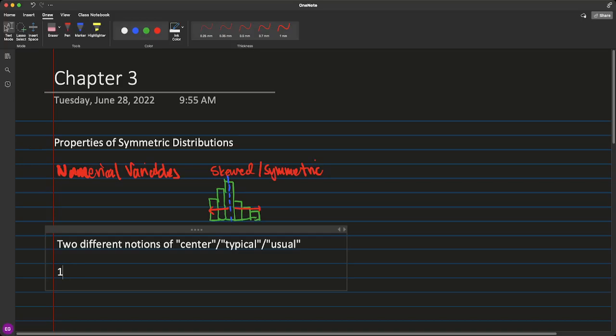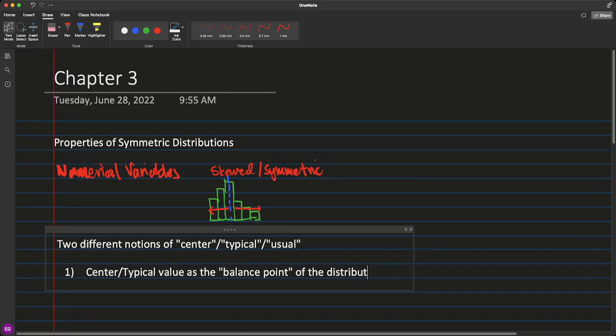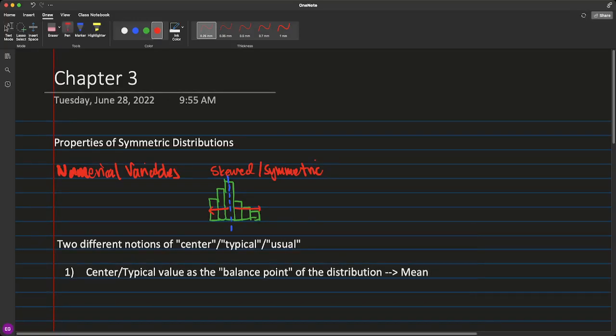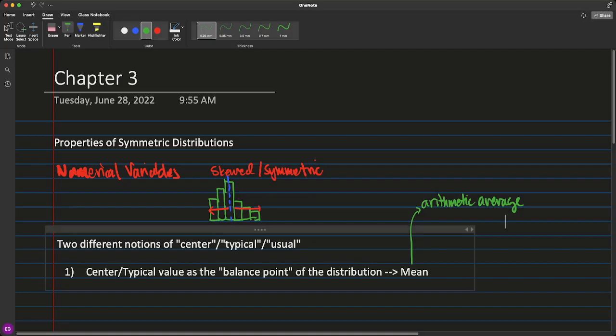Okay. So the first meaning of center that we are going to discuss is the center or typical value as the balance point of the distribution. When you think of the center or typical value as the balance point of the distribution, we call this the mean. You probably have seen this before. The mean is also known as the arithmetic average. That's where you take all the numbers, add them together, and divide by how many numbers you have.